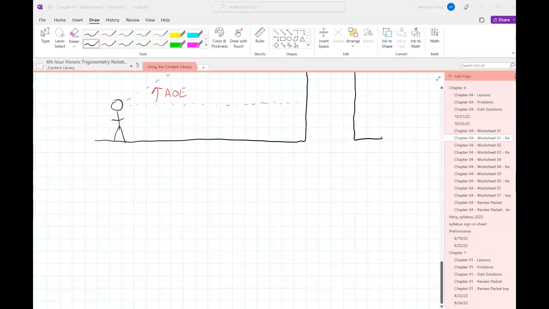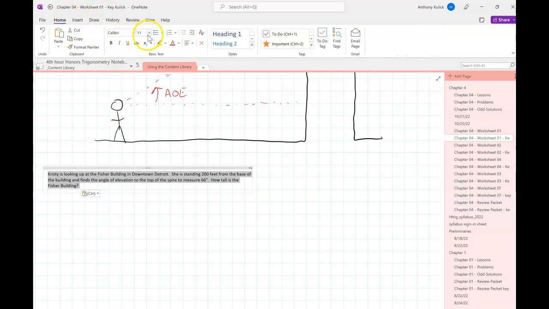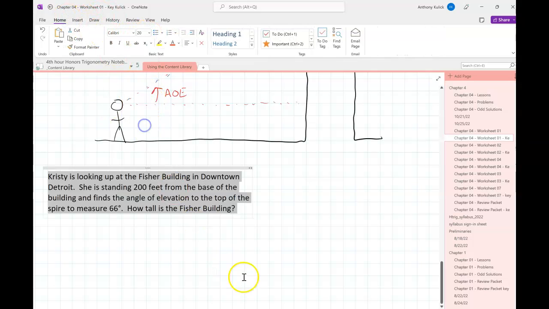So if I just go inside angles, I'm just reminding you guys of some vocab. I'm going to call them inside alternate. All right.